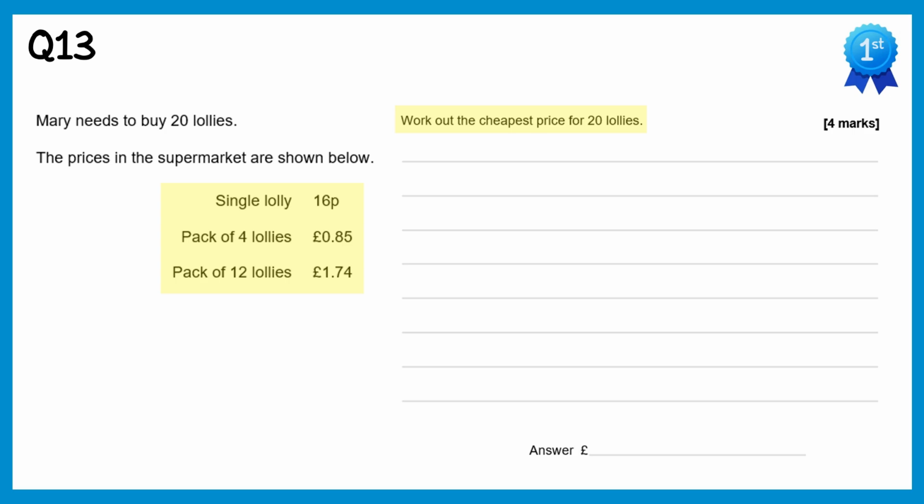So looking at the single lolly there, it's 16p per lolly. Looking at a pack of 4 lollies at 85p, if we do 85 divided by 4, we find the cost of 1 lolly, which is 21.25p per lolly.